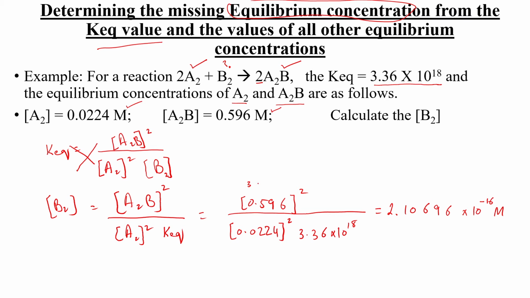Next, the sig fig part, we have 3 sig figs here, 3 sig figs here. This leading zero is not significant, and then 3 sig figs here. So you will have up to this point, and when you do the rounding, you will get 2.11 times 10 to the negative 16 molar is the concentration of B2.